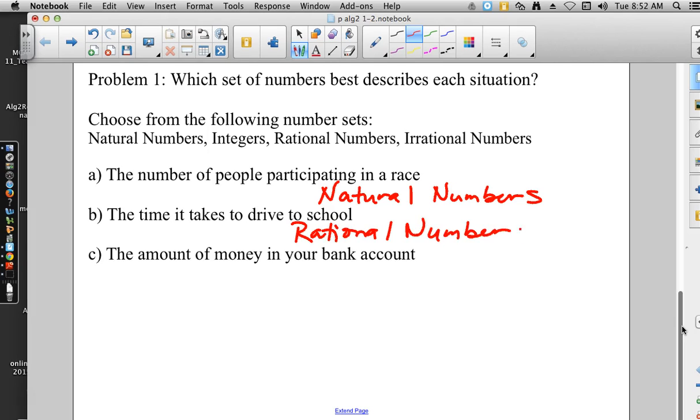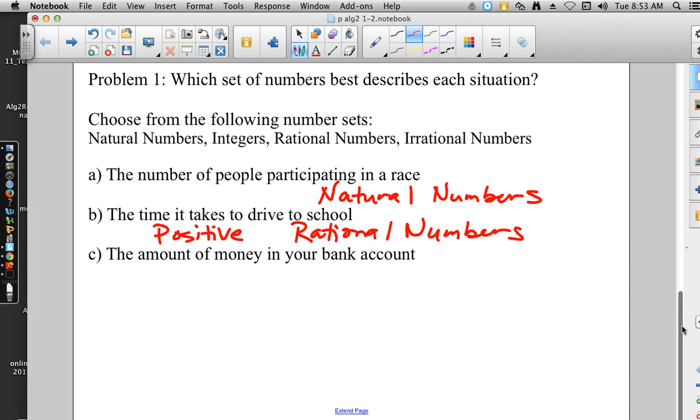Now we wouldn't have to be, because this just asked us of the number sets: natural numbers, integers, rational numbers, and irrational numbers, which would we have? So that's a correct answer. But really, we want to think this would just be the positive rational numbers, because we are talking about the time it's taking to do something. Then C says the amount of money in your bank account.